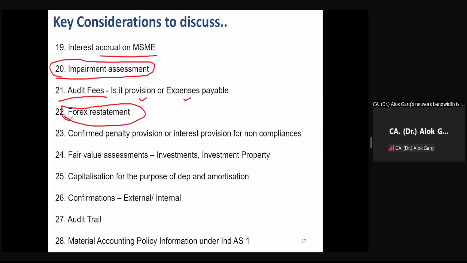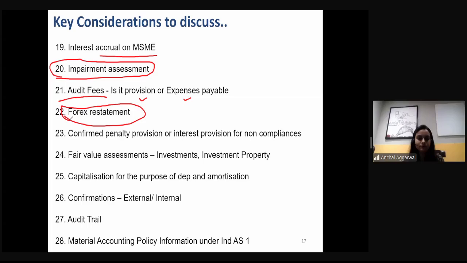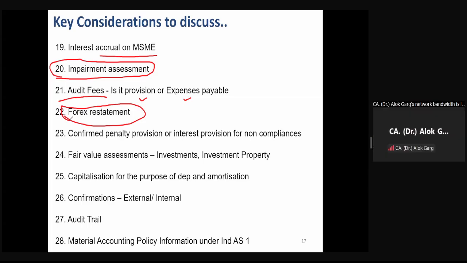If it is inventory, it is a non-monetary asset. But if it is a trade receivable, it is a monetary asset. So number one, to apply the right principle of forex restatement as per AS 11 or Ind AS 21, you have to be very clear on what is a monetary item and what is a non-monetary item, and your accounting policy should be very clear, right?